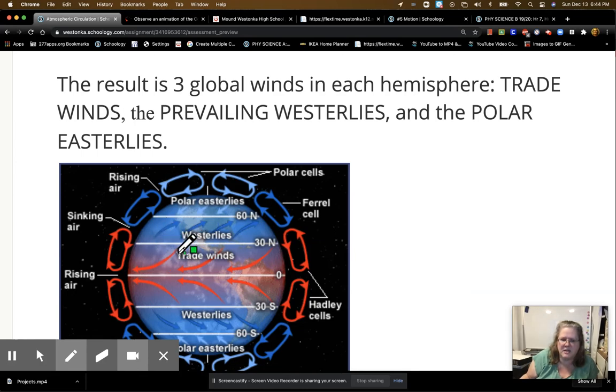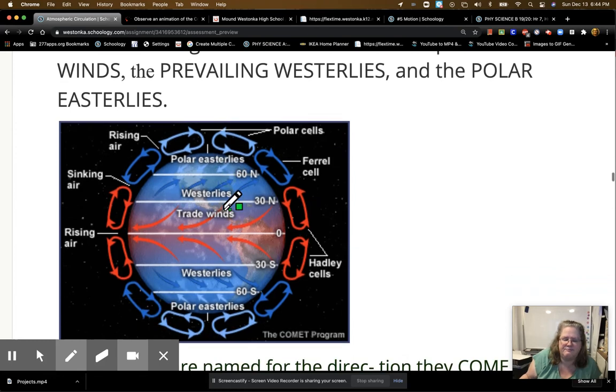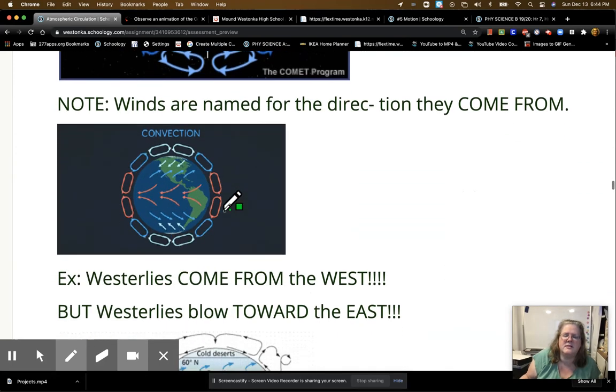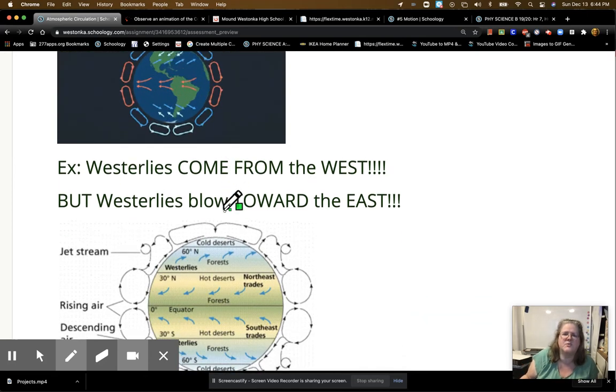So this gets deflected to the left, and this gets deflected to the right because of the spin of the Earth. These are the prevailing westerlies, and then of course we've got our polar easterlies, deflected again to the right. Winds are named from the direction from which they come. So a west wind comes from the west, but it's heading east. Westerlies blow towards the east, but they originate in the west. A north wind starts in the north and heads south.